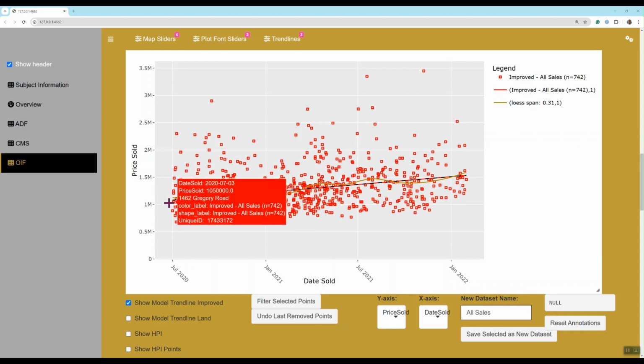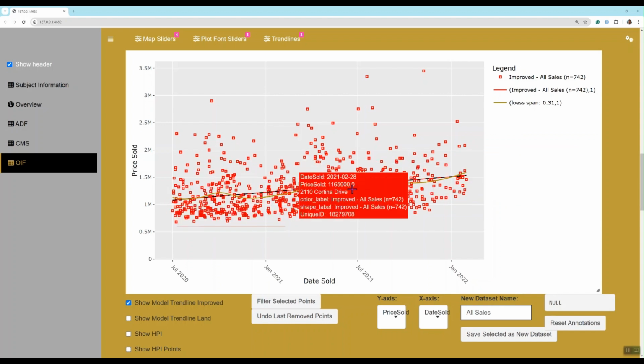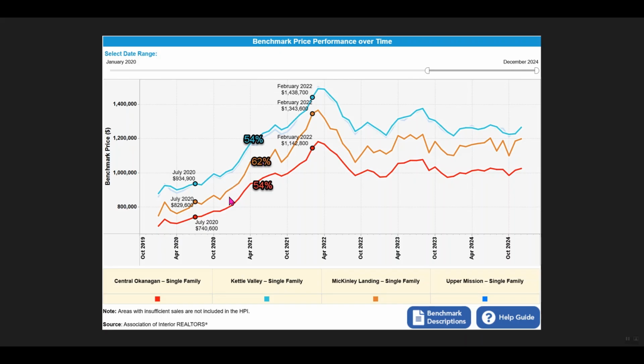1,534 is the average of that trend, and 1,081 was the beginning. So that's about a 42% increase over this period. I thought this would be a good place to add this in here. So this is the HPI benchmark pricing from our local realtors association.